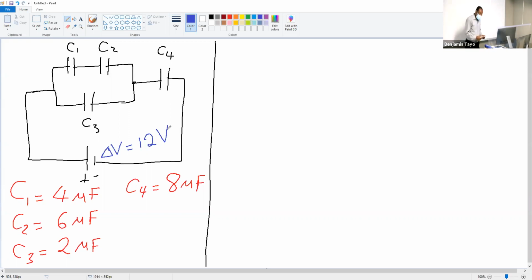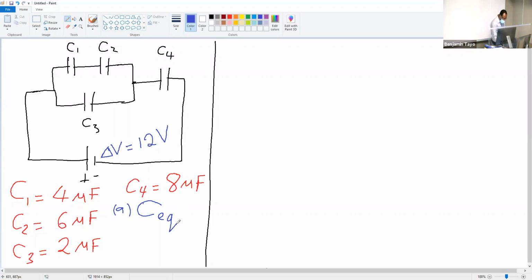So what do I want to calculate? For part A, I want to calculate the C equivalent. So I want to calculate the equivalent capacitance for all of this system. So I want to reduce C1, C2, C3, and C4. I just want to reduce everything to one capacitor.